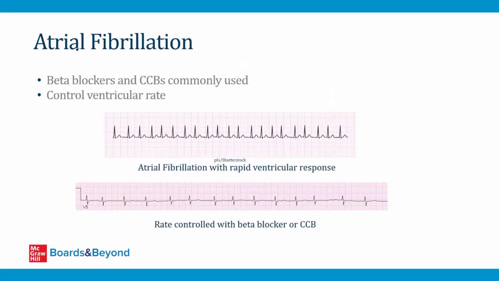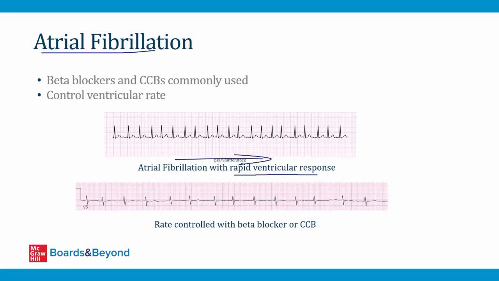In clinical practice, one of the places where you'll most commonly see beta blockers and calcium channel blockers used is in lowering the ventricular rate in patients who have atrial fibrillation. So many patients who develop AFib have a rapid ventricular response. That means a very fast heart rate, a tachycardic heart rate. That's what's shown in the EKG at the top of the screen here.